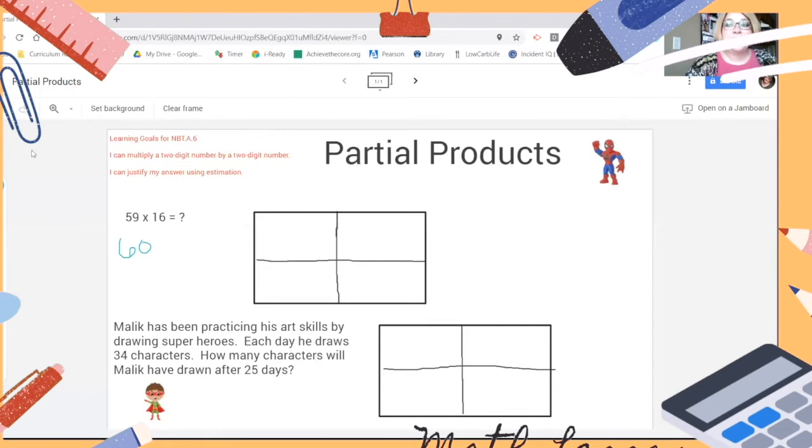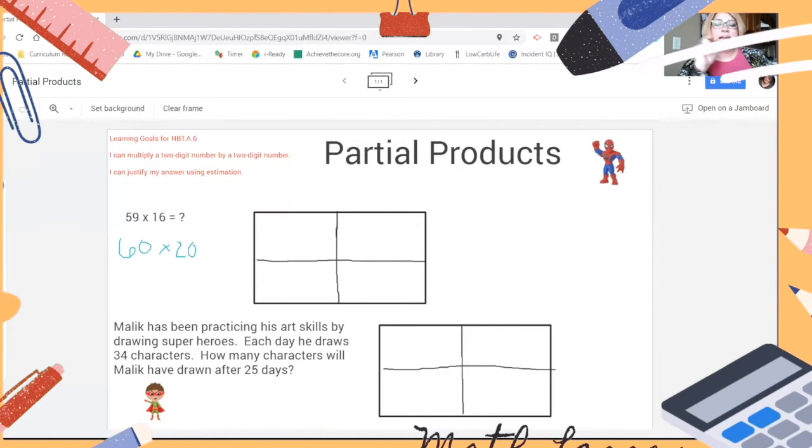The next one is 16. Again, I think about that number line, and I know that it is in between 10 and 20. Is it closer to 10 or is it closer to 20? Yes, 16 is closer to 20. So I'm going to go ahead and I'm multiplying. I'm so sorry, that does not look very good. I'm going to multiply 60 times 20 to give my estimate.